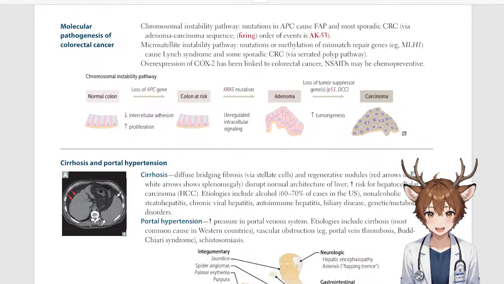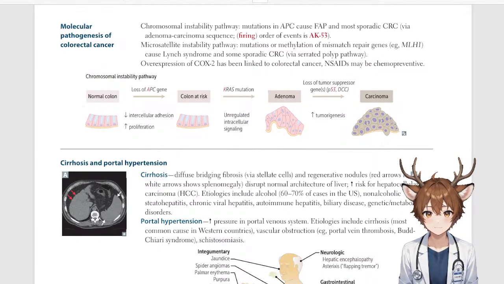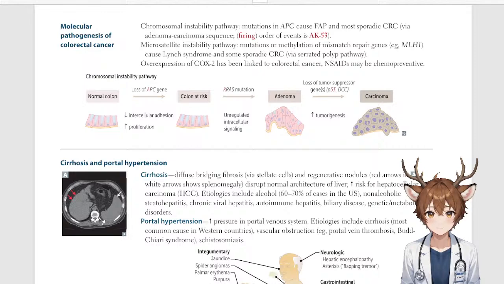AKP53, I guess. I don't know. AP or AKP.